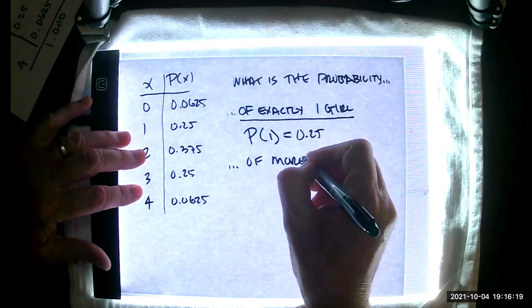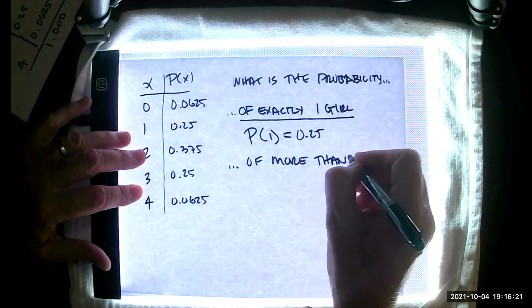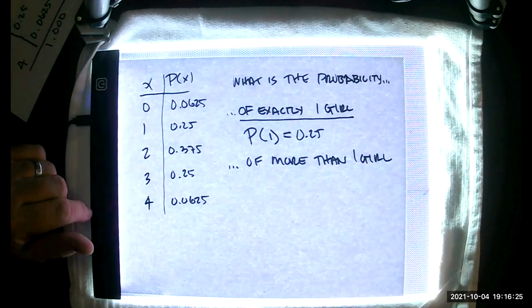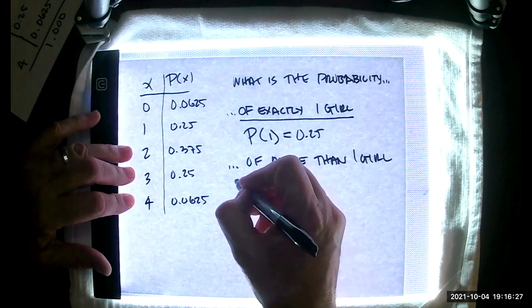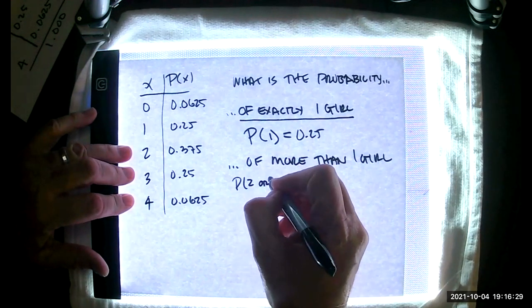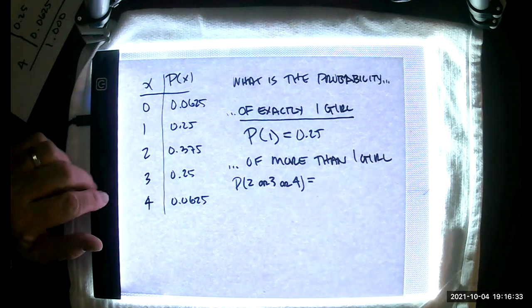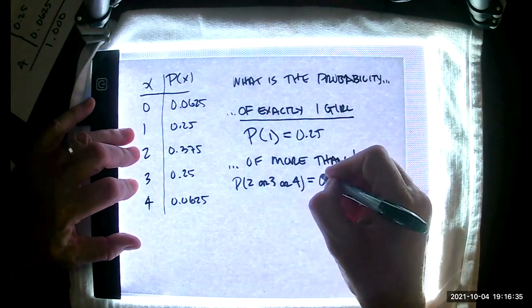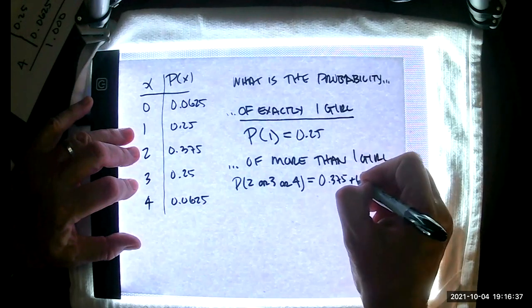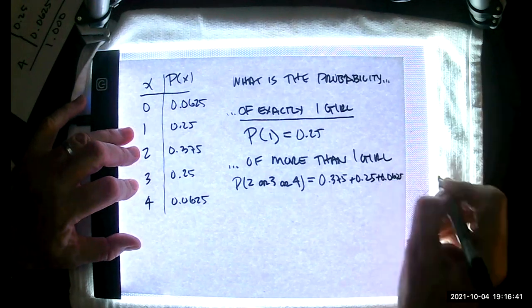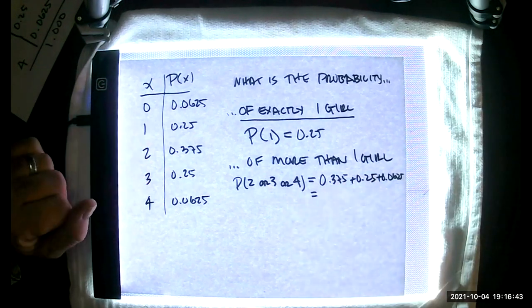Of more than one girl. More than one girl. That must mean 2 or 3 or 4 girls. This is a place where I've got to add up 0.375, 0.25, 0.0625. I'll come back to that in just a moment.